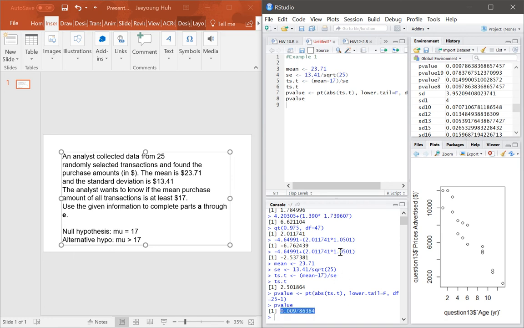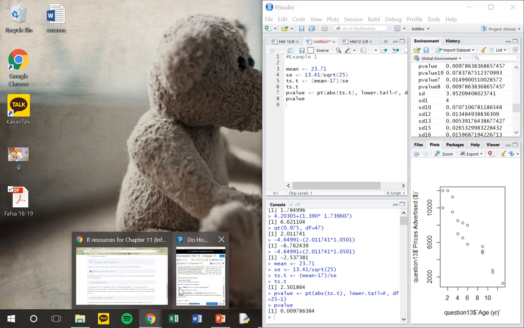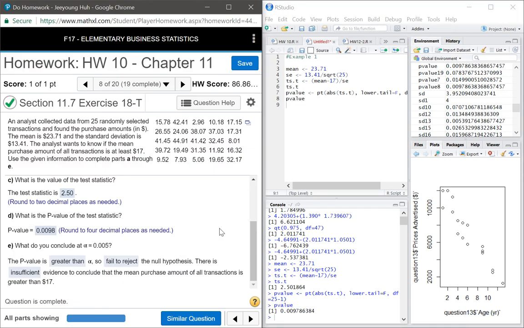So is this a small p-value? Yes, because most of the time our alpha value is 0.05 or 0.1 or something like that, and we can clearly see that it's lower than our alpha value, which means that we have enough evidence to reject the null hypothesis. So we can conclude that the mean purchase amount of all transactions is at least 17 in this question.